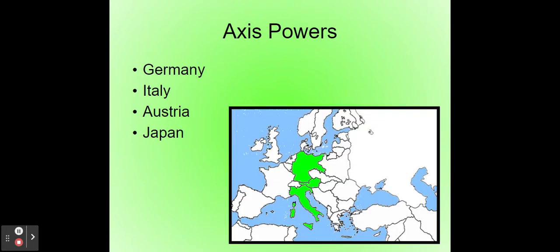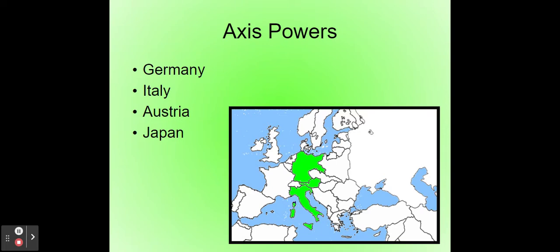Now, before we get into strategy, let's remind ourselves, what are the Axis powers? Well, you got Germany, you got Italy, you got Austria, and you got Japan. Okay, even though our attention so far has been on Europe, don't forget Japan's out there as well. Just like don't forget the United States on the Allied side. Okay, so we got Japan, Italy, Austria, and Germany. Now, what is the strategy in Europe?